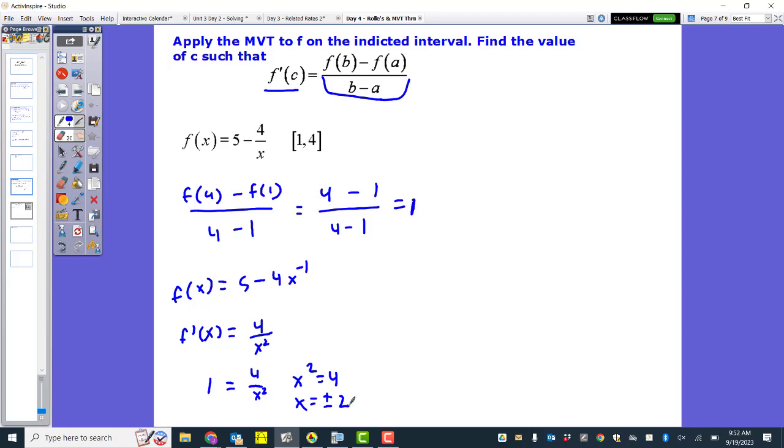But remember, MVT only applies on the interval. So we're looking for the point that is in between 1 and 4. Well, the only one of those that's in between 1 and 4 is positive 2. And so c is equal to 2. Our x's are 2 and negative 2. Our c is equal to 2. No statement needed for that one.